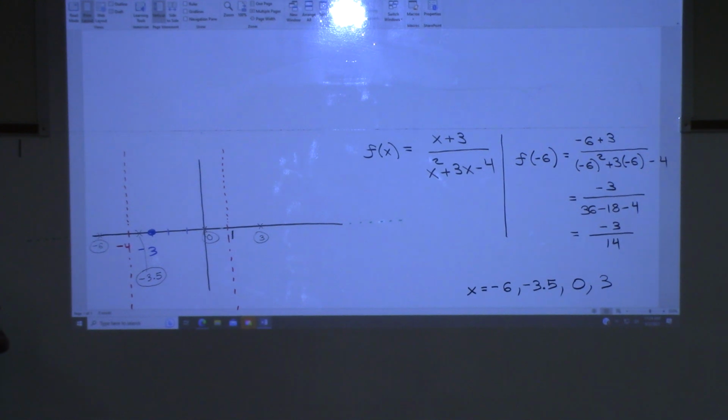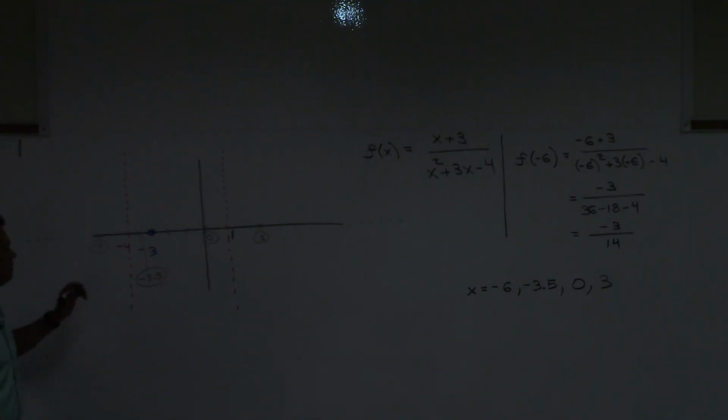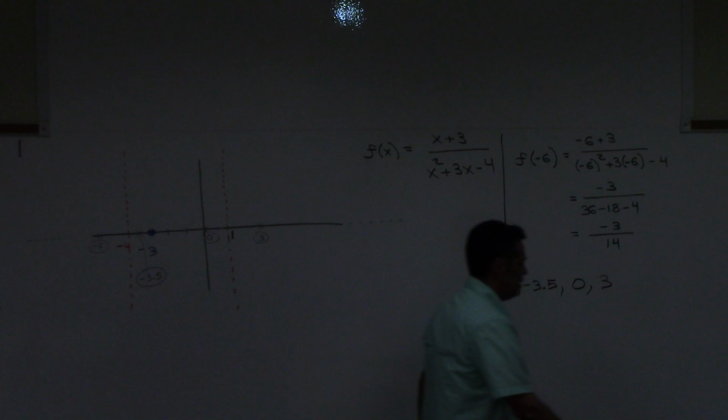And just like polynomials, we didn't know how high or low they went. Remember the polynomials? We just knew that they went up, down. Same thing here. We don't really care about being exact.